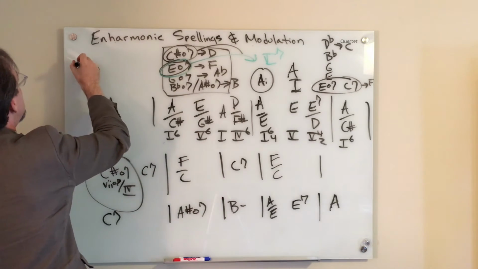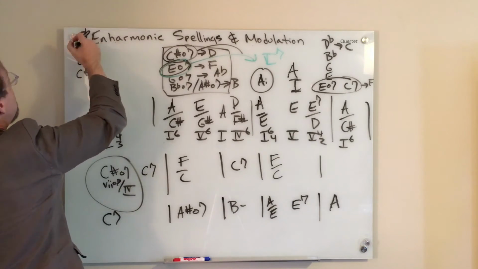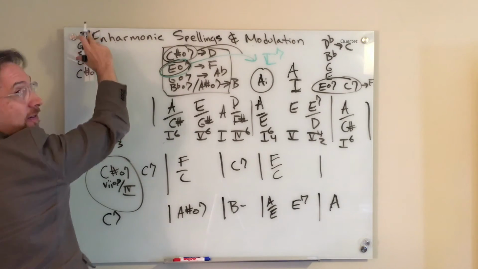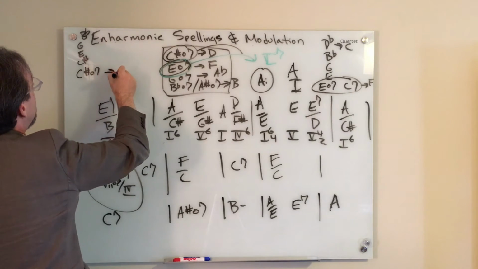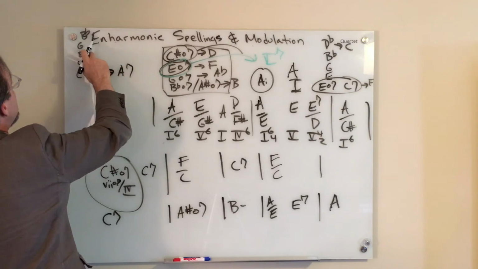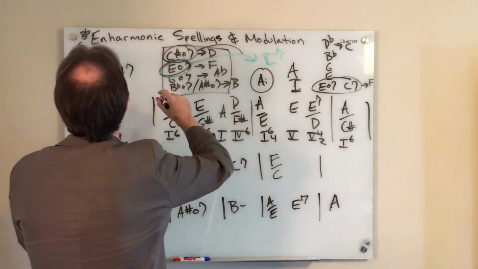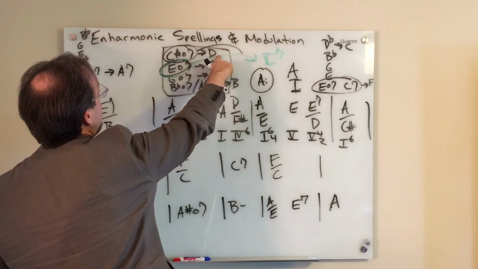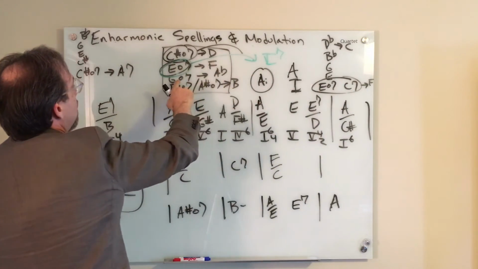So C sharp, E, G, B flat. The B flat goes down a step, right? The 7th of your diminished 7 goes down a half step. So it's going to become an A7. C sharp, E, G, A natural. So C sharp diminished 7 would become an A7, which goes to D. E diminished 7 would become a C7, which goes to F.